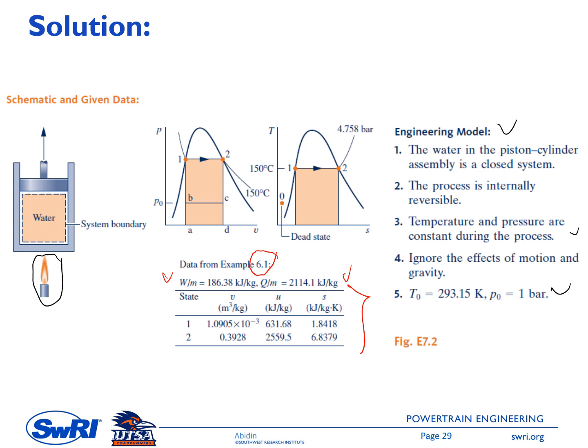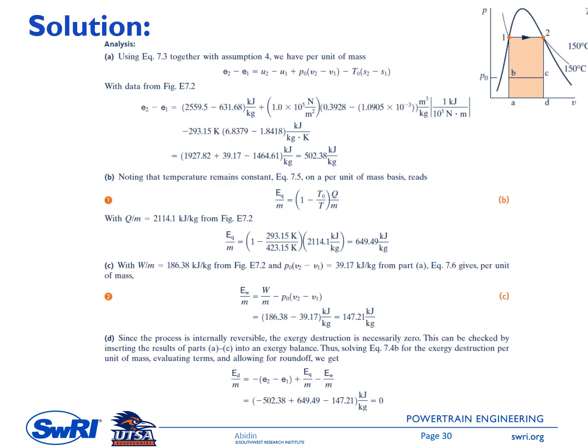Okay, so we already have the properties data as well as W and Q, and then we can estimate other parameters, like the change of the exergy and so on. First, the question is what is the exergy change per unit of mass. So we have this formula. So we need to find out what is U2, what is U1.